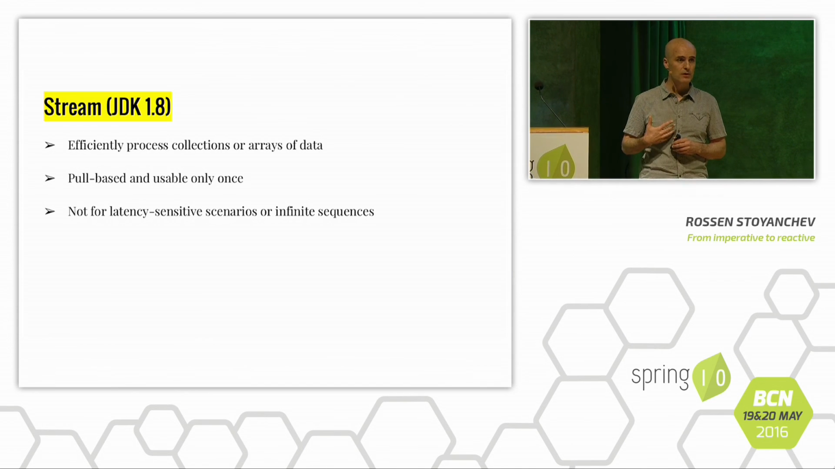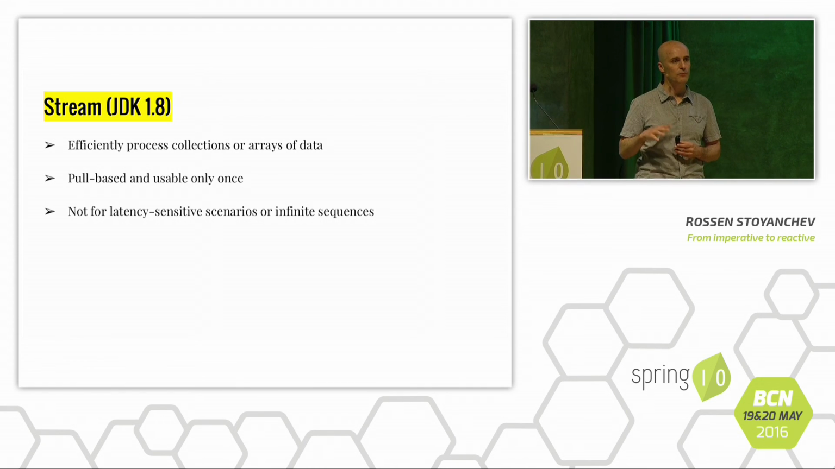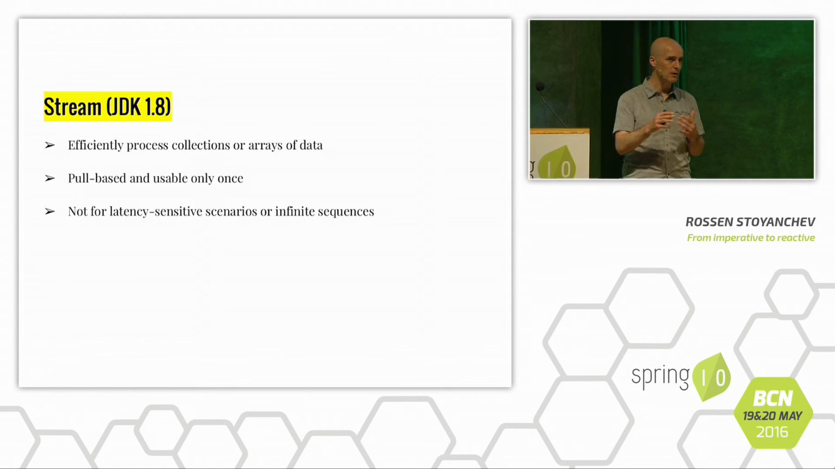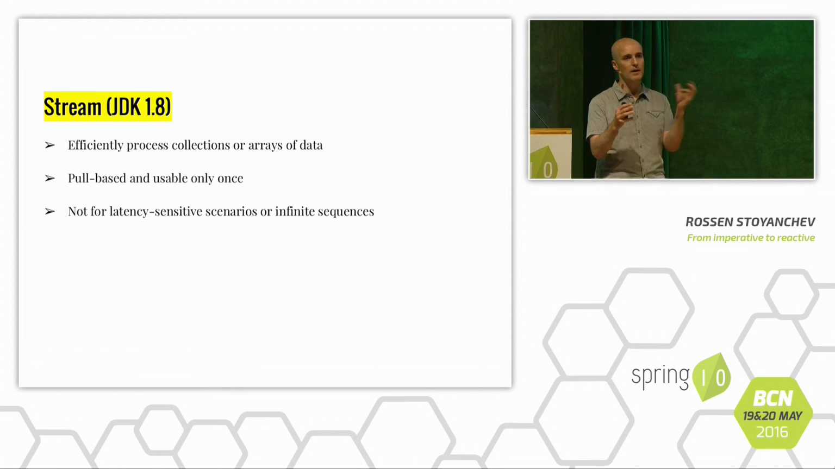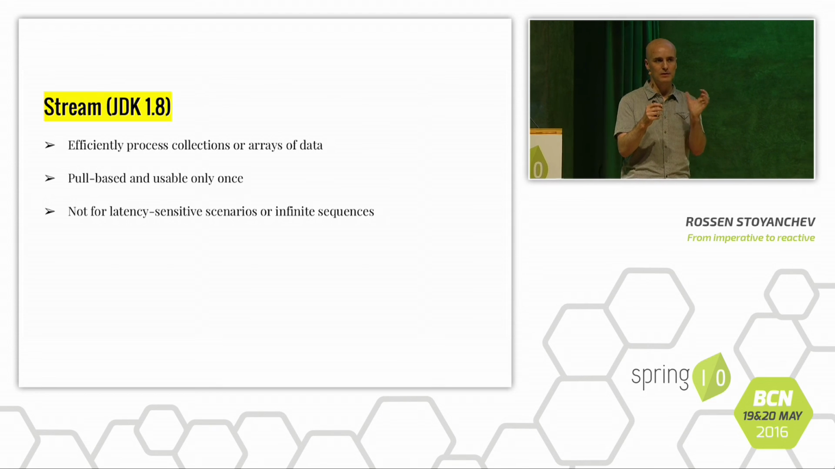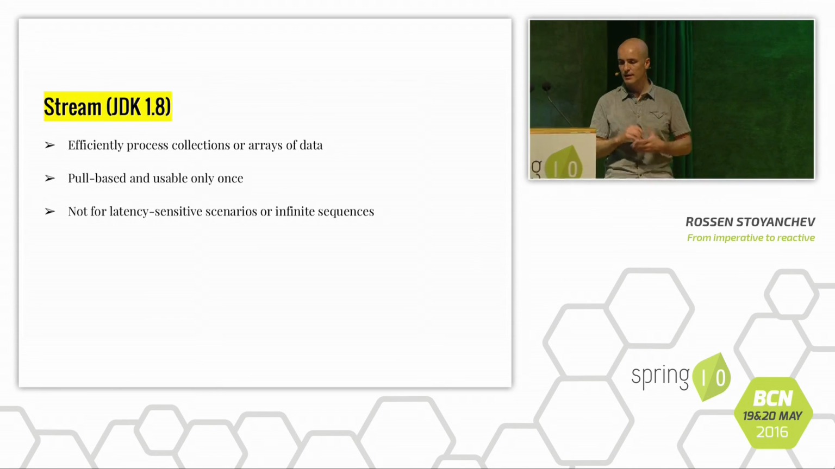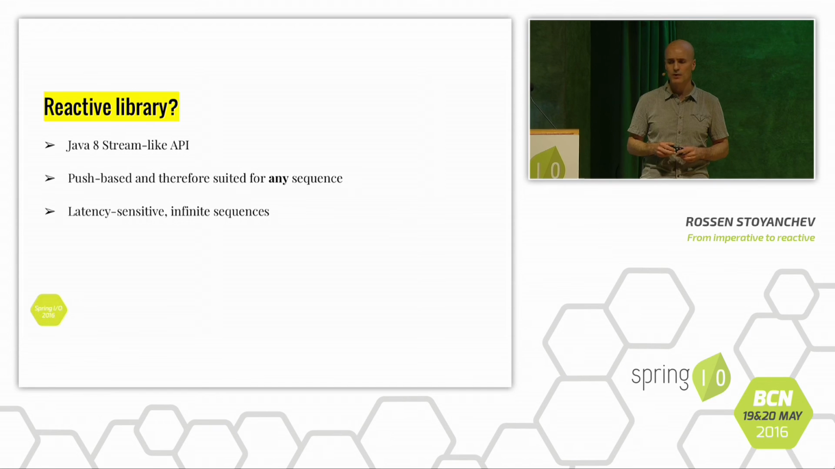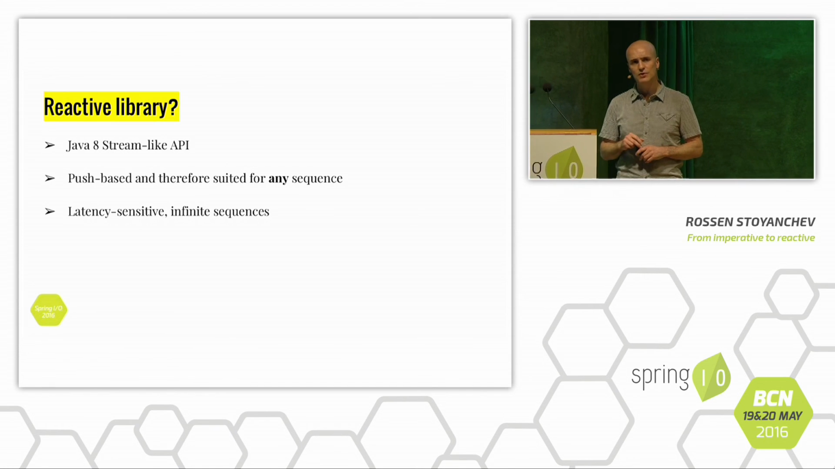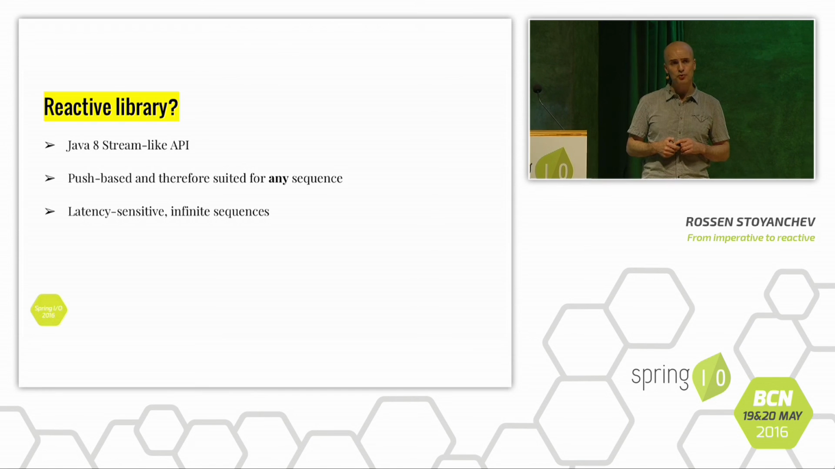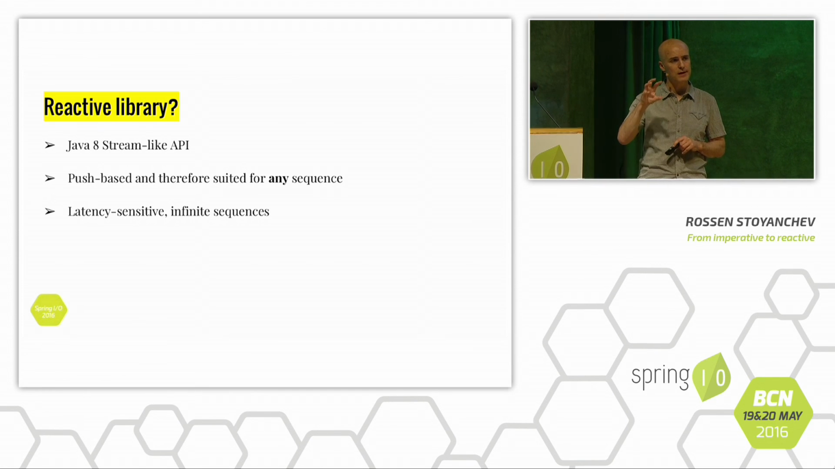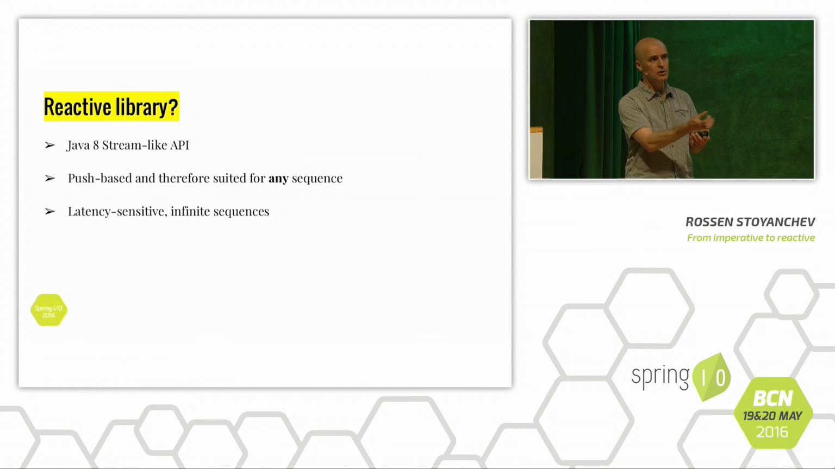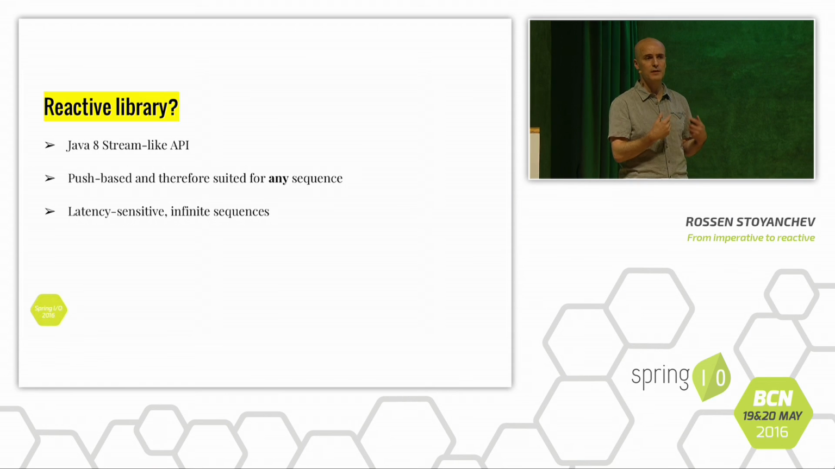But of course, as I mentioned earlier, the Stream API is really built for arrays and collections. It's pull-based, so it doesn't really fit into situations where the data is coming at its own pace, on its own will, as opposed to being gathered or collected in a collection. So it's really not for latency-sensitive scenarios, and that's where we talk about reactive libraries. They give us a Java 8 Stream-like API. They're push-based, which means that the publisher decides when there's data to be pushed, as opposed to a collection scenario where you can start pulling and you know the data is available.